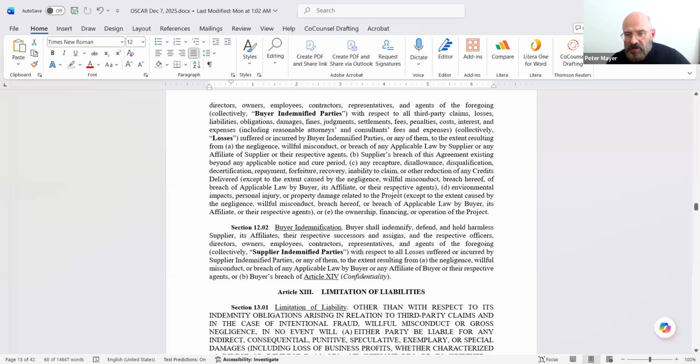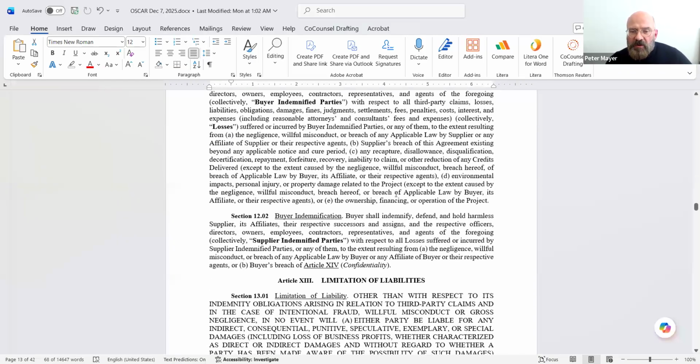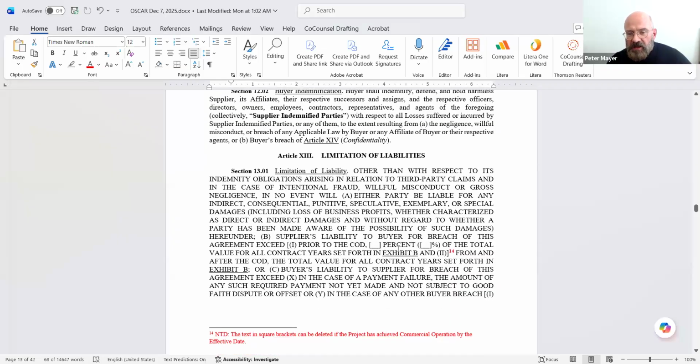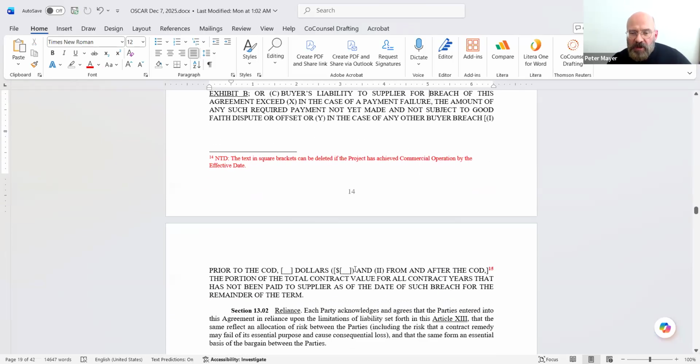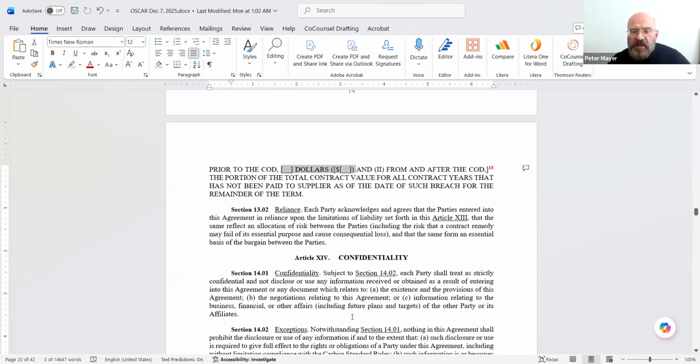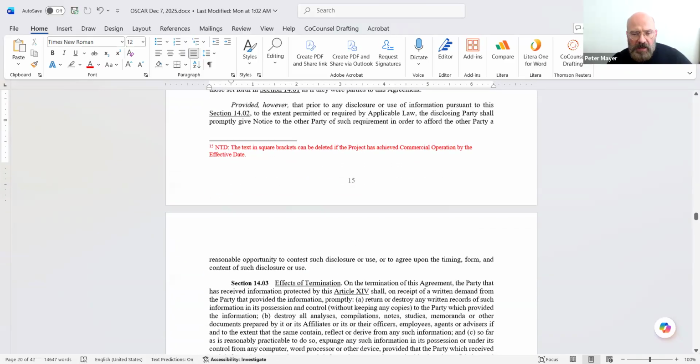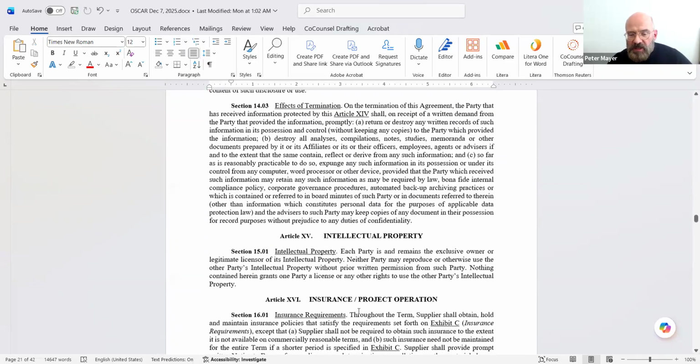Indemnification clauses are pretty much customary, I would say. Limitation of liability, these are all customary provisions. One thing that will give rise to discussions are the percentages, right? Up to what amount is a supplier liable? That's subject to discussion. It's being left blank here. Confidentiality, again, is a pretty much customary provision.